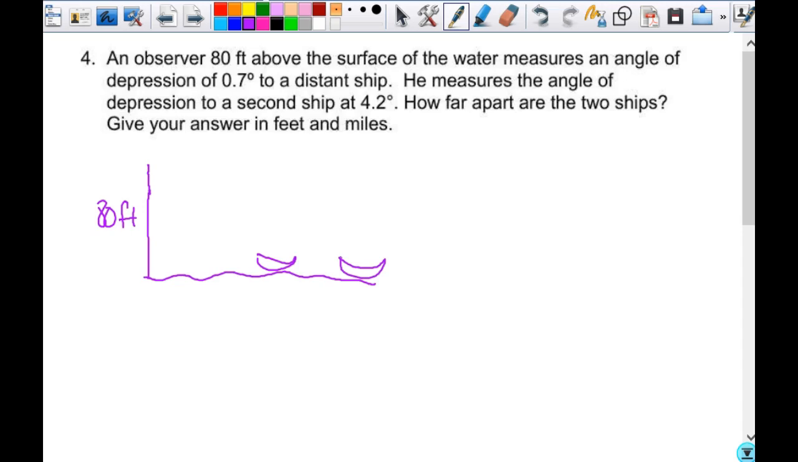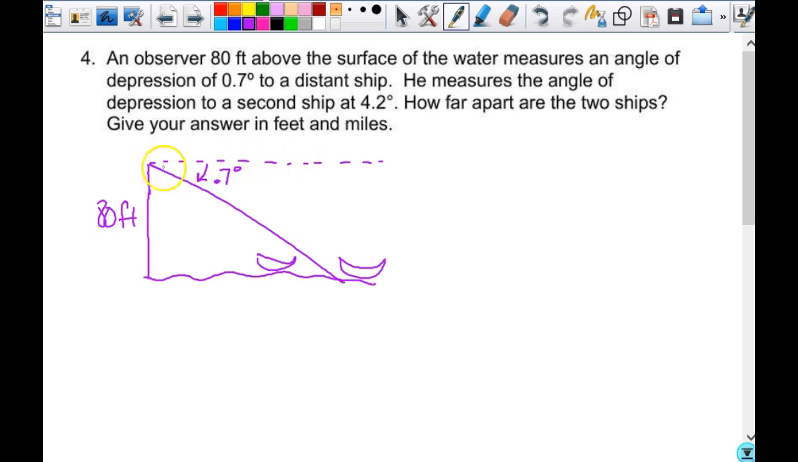Which one is the furthest out? Which angle would go with that one? The 0.7. Because the farther something is, if you think about looking straight ahead, you have to look down, right? And the closer it gets to you, the bigger that angle of depression gets until it gets to 90 at your feet. So if you look at this one, it looks straight ahead. This is 0.7 degrees.